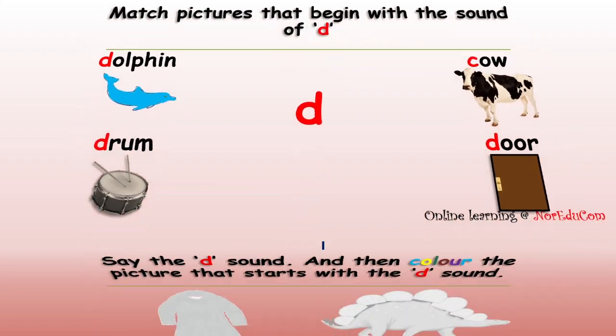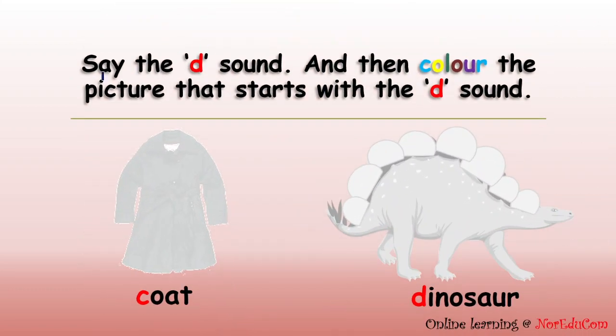Very good, everybody. Now let's say the D sound and then color the picture that starts with the D sound. Can you name the first picture? Yes, this is a coat. Coat. It starts with the sound of K. Letter C. So do not color it. The next picture.